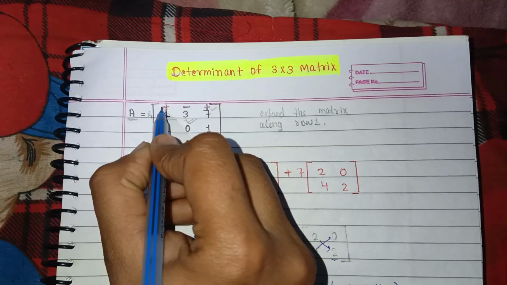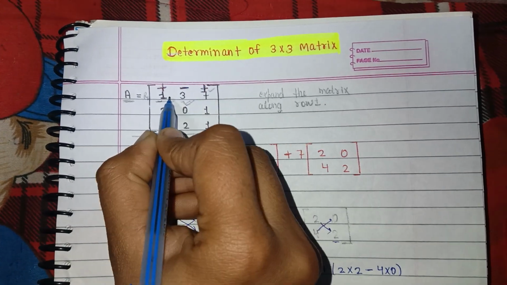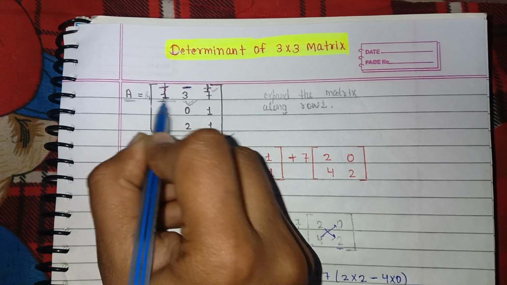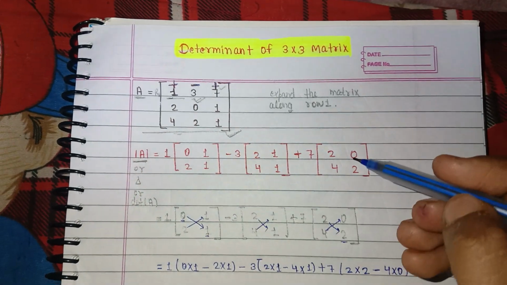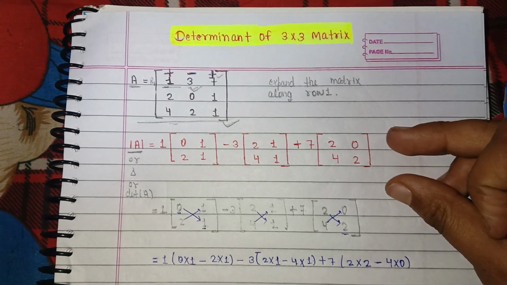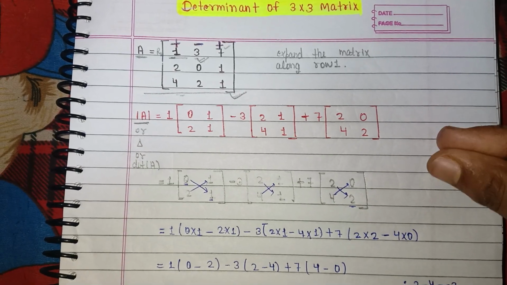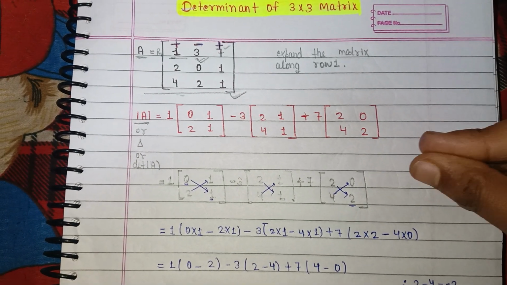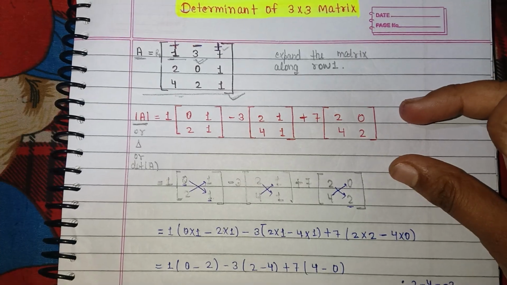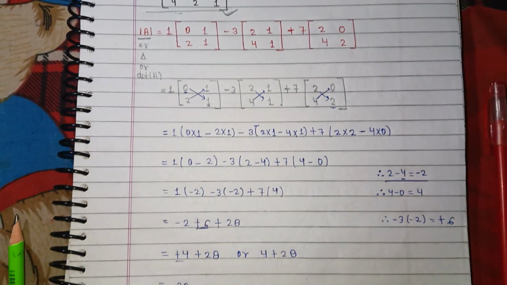Just put the signs plus, minus, plus and expand it along row 1. You can convert the 3 by 3 matrix into 2 by 2 matrices, or rather, we can simplify the calculation of a 3 by 3 matrix by using 2 by 2 matrix determinants. Okay, and you can follow this procedure.